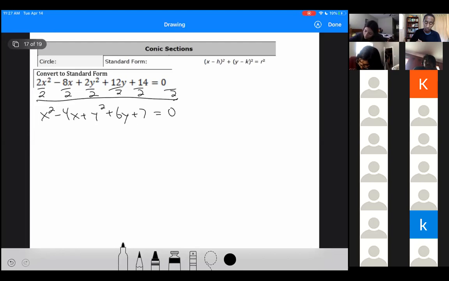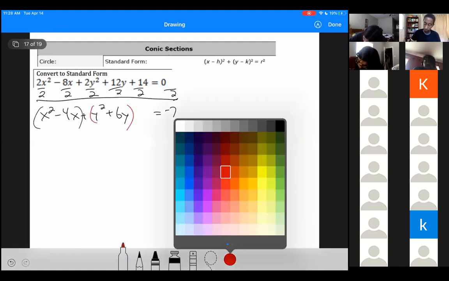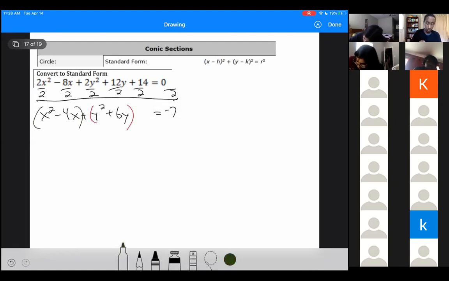Then I'm going to go ahead and move this 7 over, so I'm going to change this to -7 right here. I'm going to erase this. We're going to follow the same process. I'm going to complete the square and separate the x's, separate the y's. So we take the b, which is -4, divided by 2, which is -2. Square that, it's going to be 4.